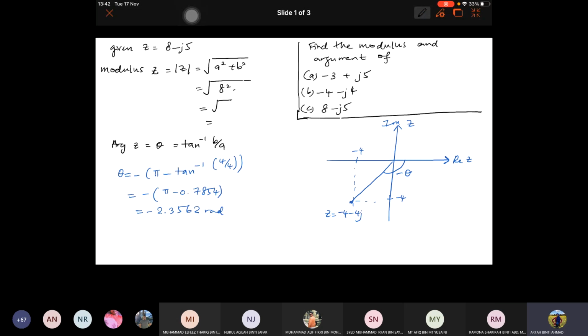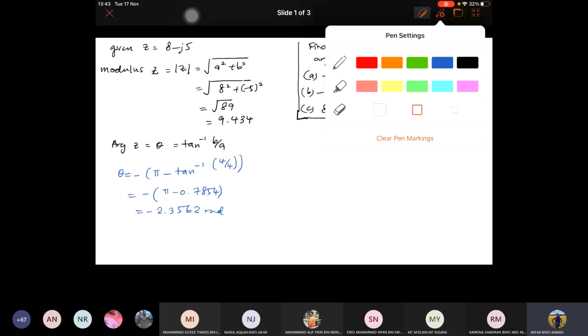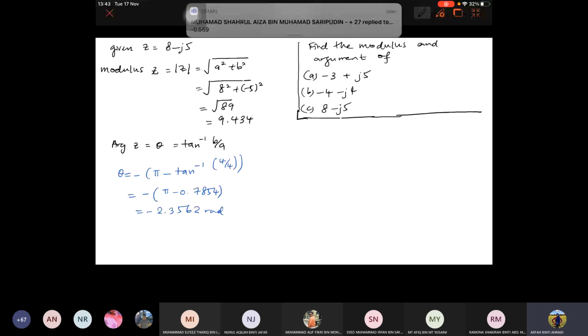Sama dengan akar 8 kuasa 2 tambah dengan negatif 5 kuasa 2. 64 tambah 25. Akar 89. 9.434. Okay. So dapat 9.4339, so bundarkan dapat 9.434. Okay. Then for the inverse tangent, ada yang dah dapat jawapan? Anyone get the answer? Negatif 0.559, yes, betul. Okay.